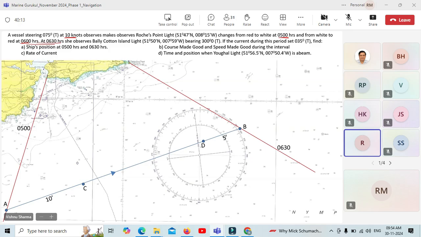Sir, this 5 miles, why are we cutting from B? It should be from C, right? Why? I want to run the 630 PL back, beta. I want to run the 630 PL back, okay? Okay, sir.